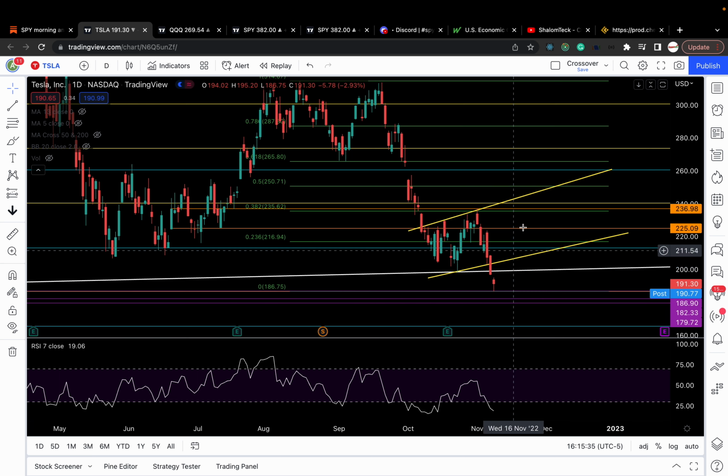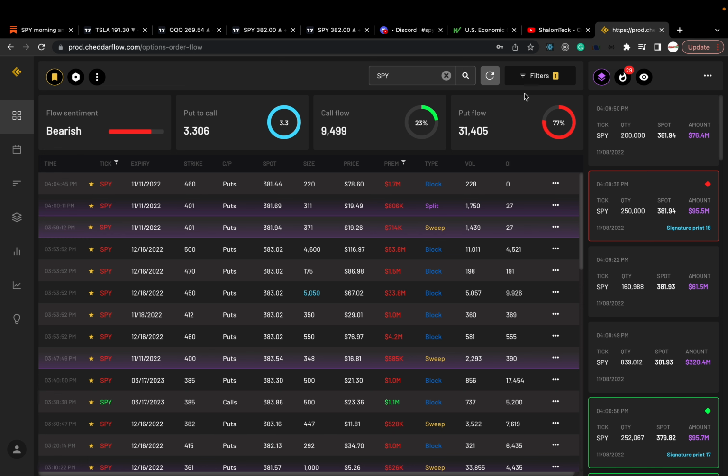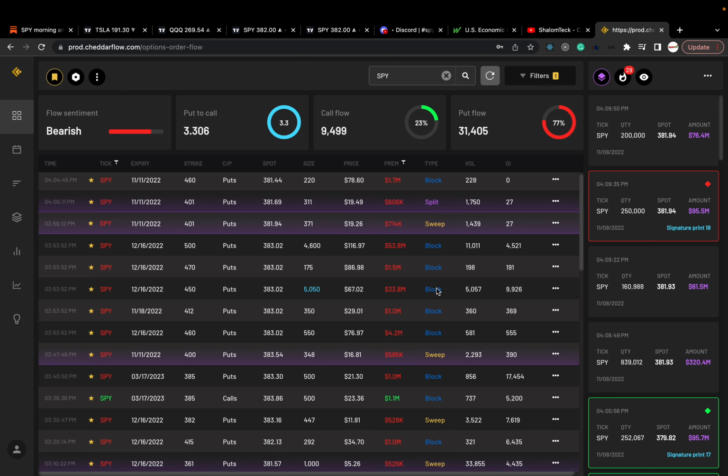All right, guys. So we're going to end this with the option flow. Filter for 500K premiums or above. Here is the SPY and 77% into puts. Okay, big money is bearish on it as usual. We got a block order here, 33.8 million. Okay, over 5,000 in size.